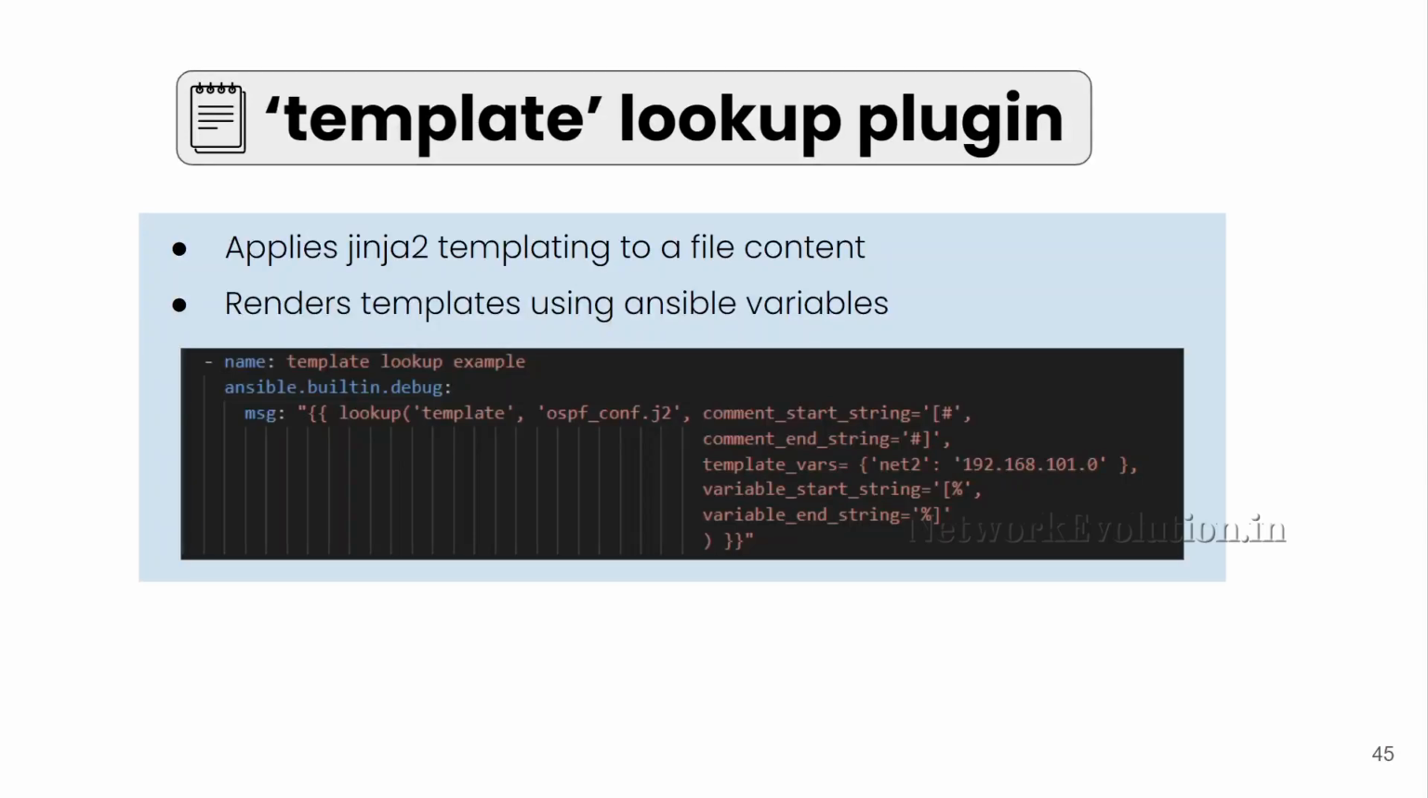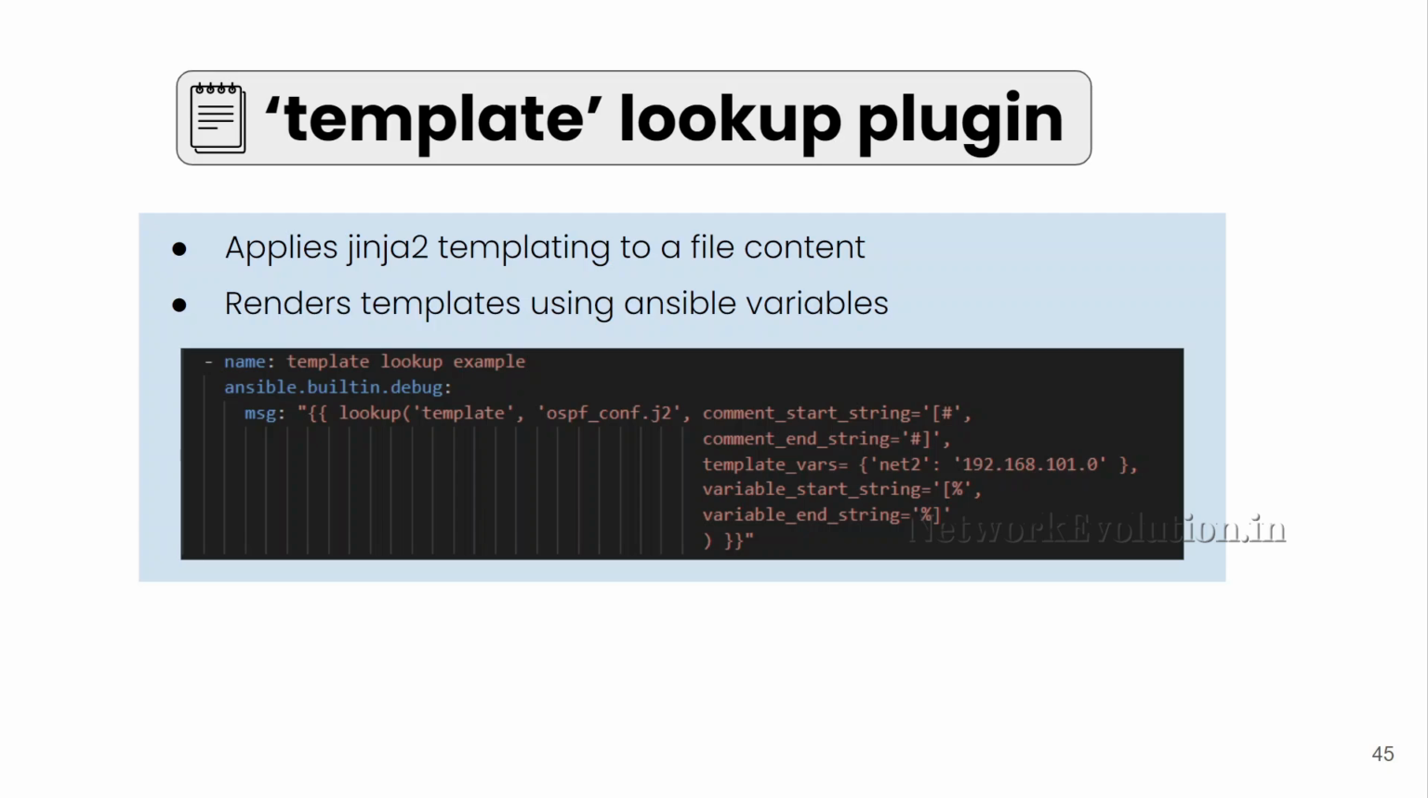In this tutorial, we'll see how to use template lookup plugin. Template lookup plugin applies Jinja2 templating to a file content. This renders templates using Ansible variables. So this will read the variables and renders the template like the template module.